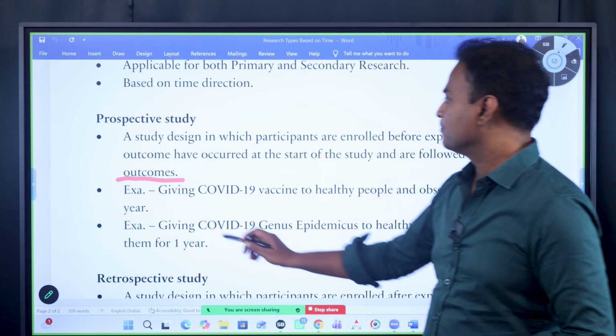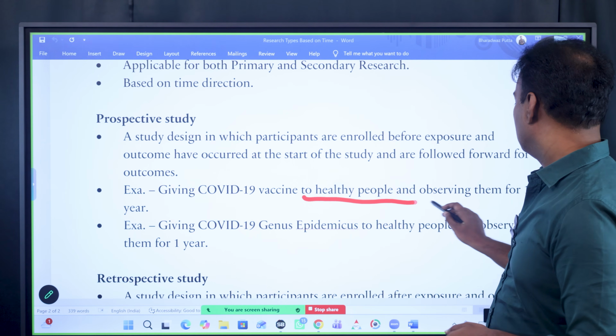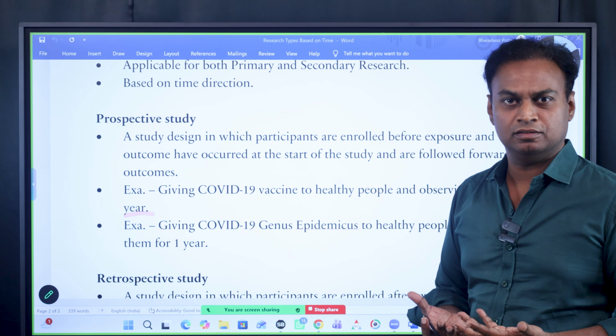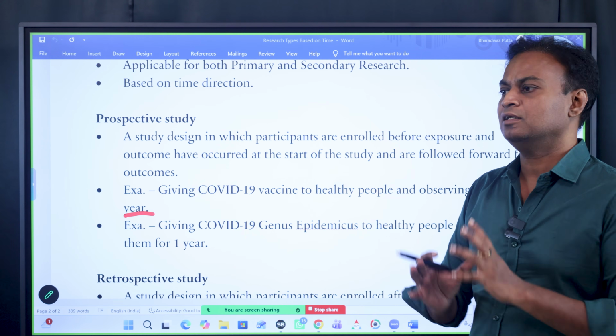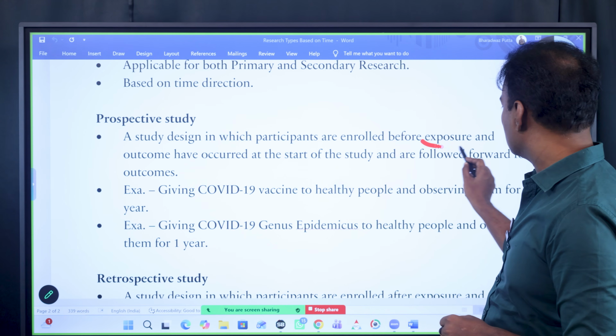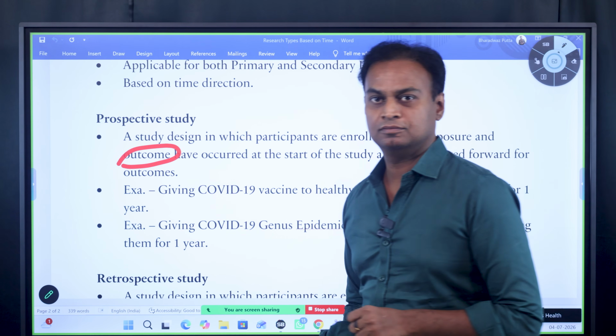Best example would be giving COVID-19 vaccine to healthy people and observing them for 1 year. See, here they did not contract COVID, right? You are giving the vaccine and checking them. So here, what has not happened? The exposure to disease has not happened and the outcome has not yet occurred.